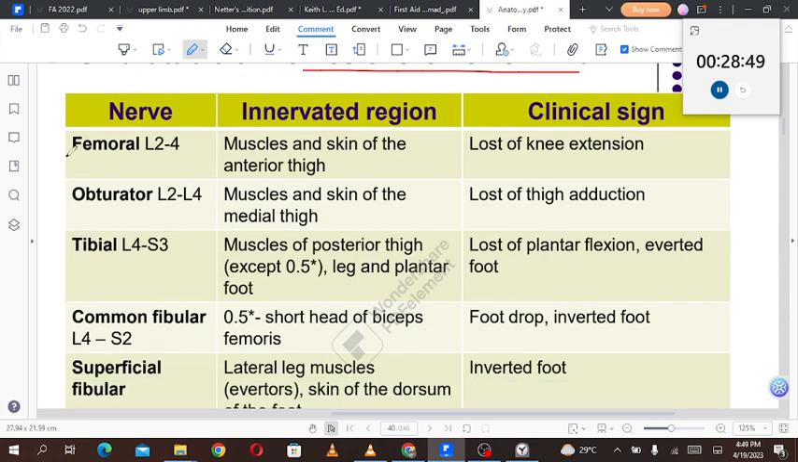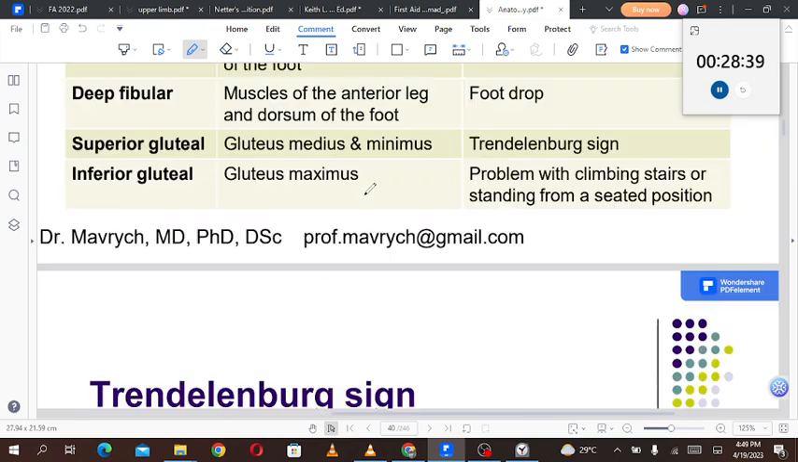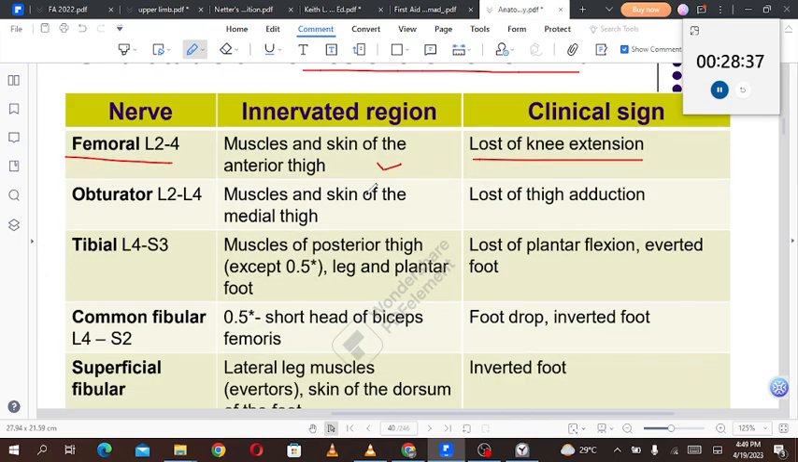Femoral nerve, that is coming from L2 to L4. Innervated region is muscles and skin of the anterior thigh, and the clinical sign is loss of knee extension. So there will be loss of knee extension if the femoral nerve is gone.